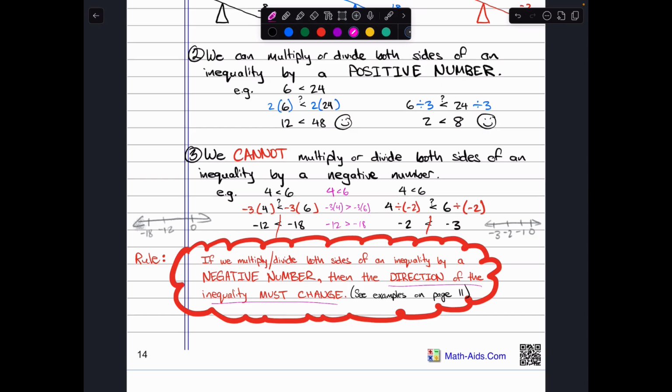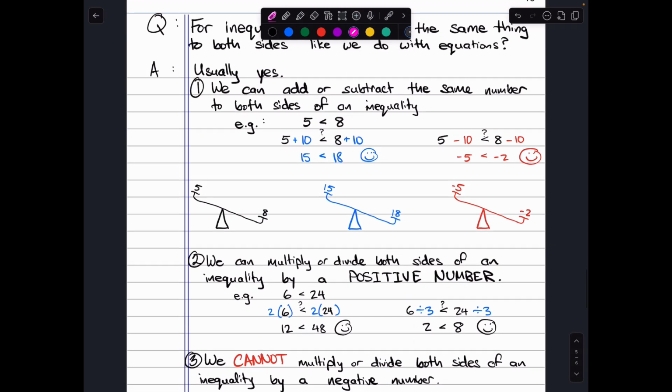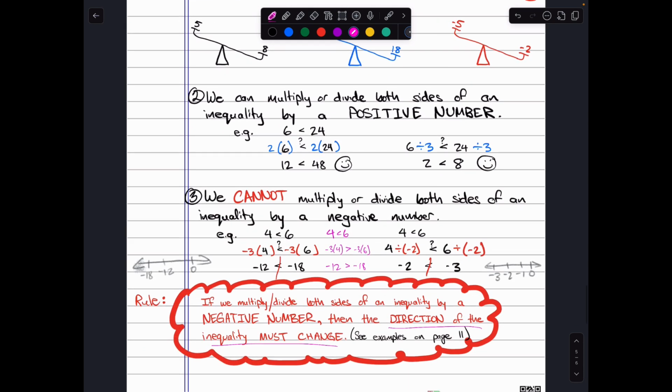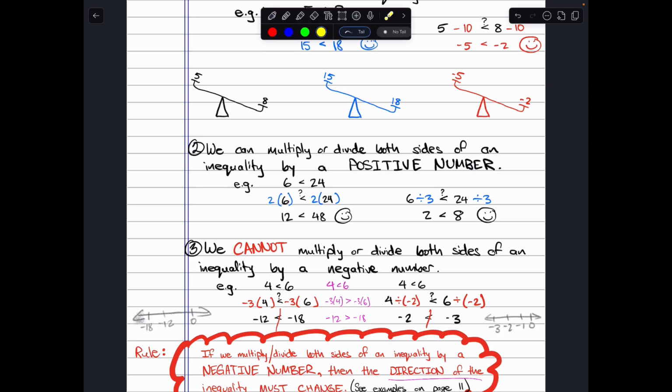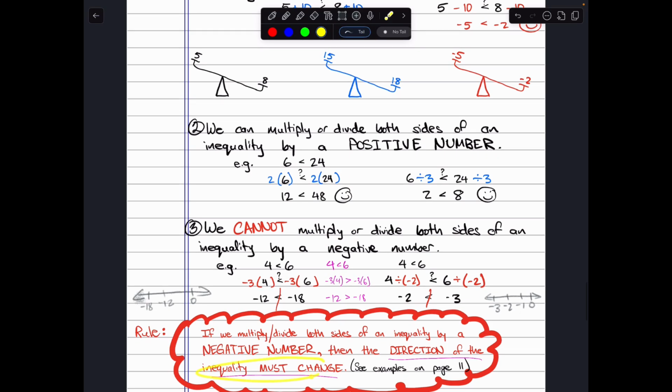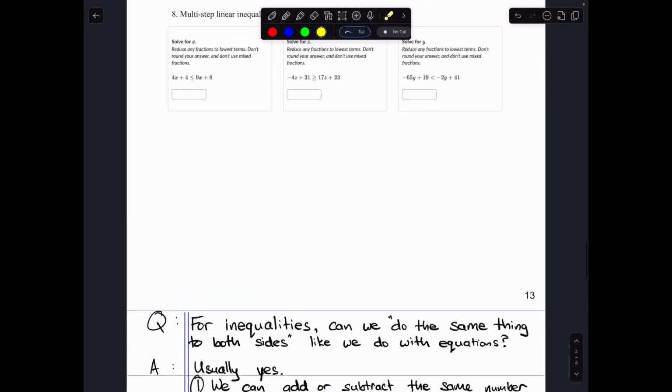Take a moment to write that down, and then we're going to use that back on page 11. The big takeaway from this page of notes we just did is that you can do the same thing to both sides usually. You can add, you can subtract any number you want to both sides of an inequality. You can even multiply or divide as long as it's a positive number to both sides of the inequality. But as soon as you multiply by a negative, you can still do it as long as you change the direction of the inequality.